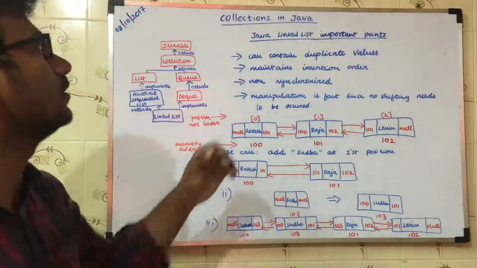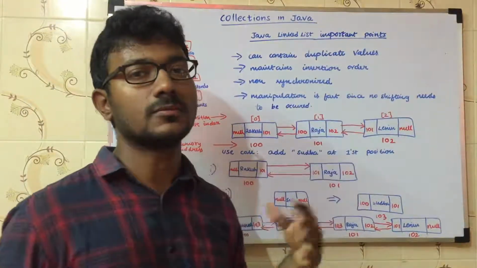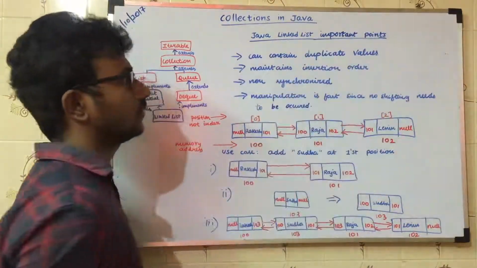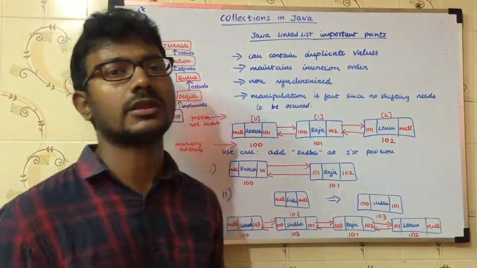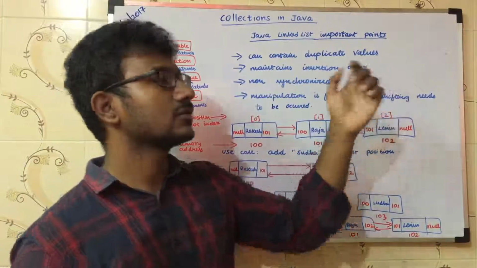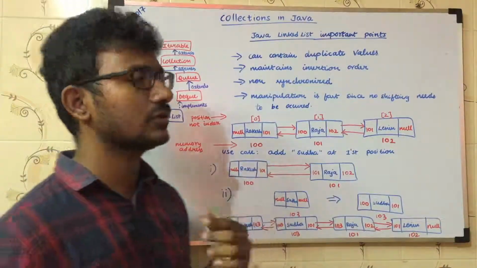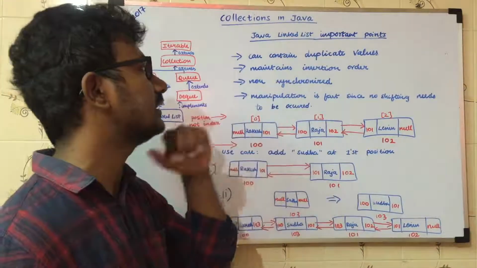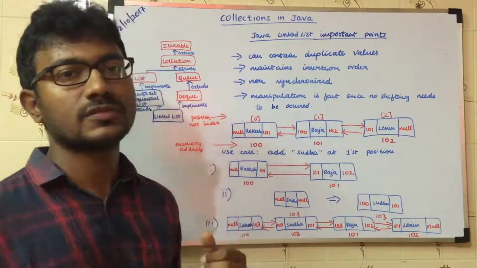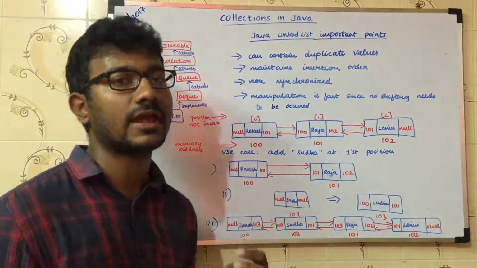Now we are going to see the LinkedList important points or important features. The first point is that it can contain duplicate values. It's very similar to ArrayList; ArrayList also allows duplicate values. It maintains insertion order, also similar to ArrayList. Insertion order means it maintains the position where the data got added.